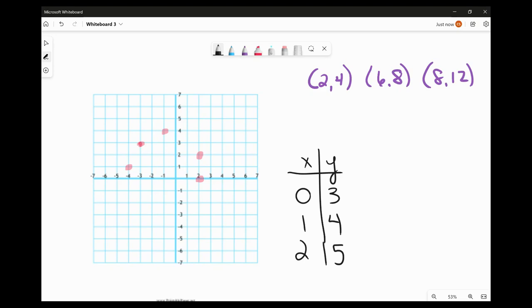Okay, guys, today we're going to talk about domain and range and what that means. Your domain is going to be your inputs or your X values, and range is going to be your outputs.